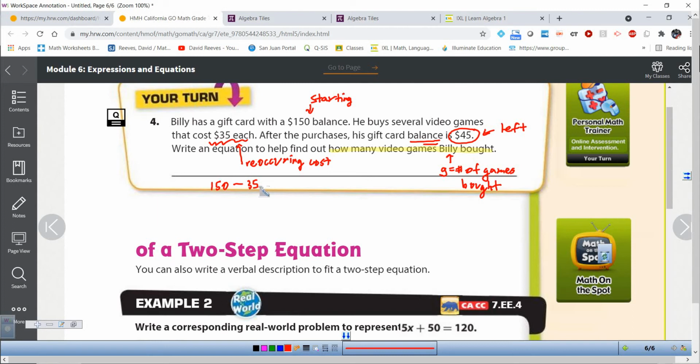All right, the number of games he buys is G, and when he's done, he has $45 left. Okay, so he started with $150. It's going down $35, but it's going down $35 for every game he buys. We don't know how many. And when he's done, he has 45 left. And again, they didn't ask us to solve it, but if they did, we would take away that 150, and then we would divide by that negative 35.